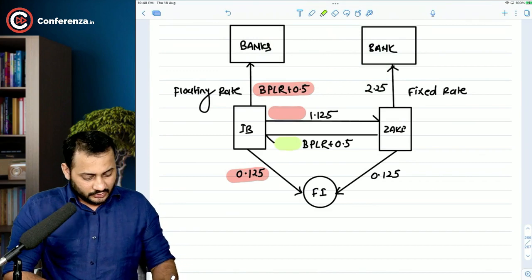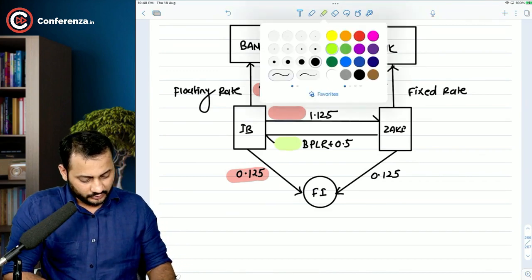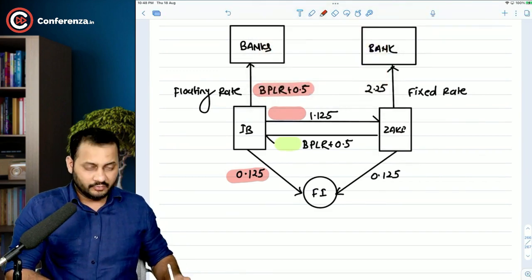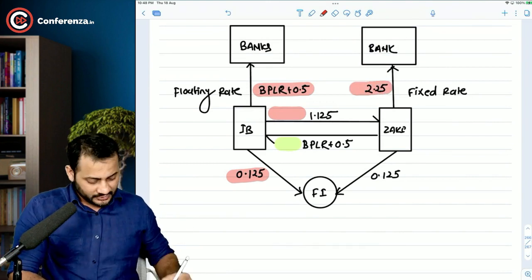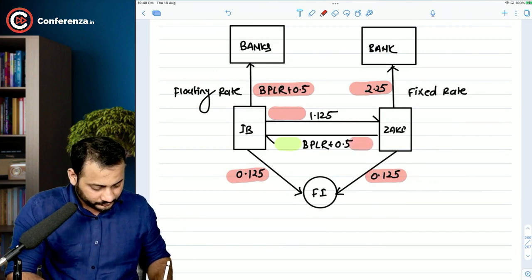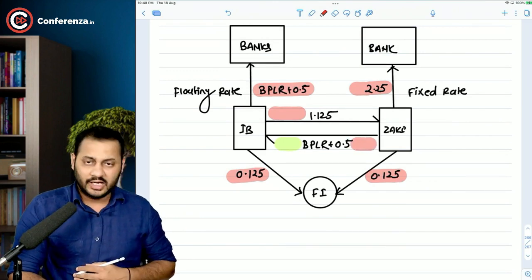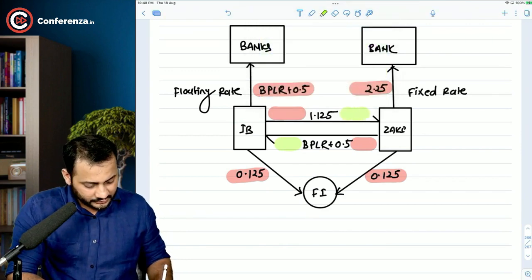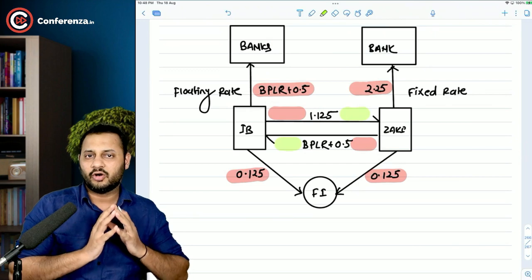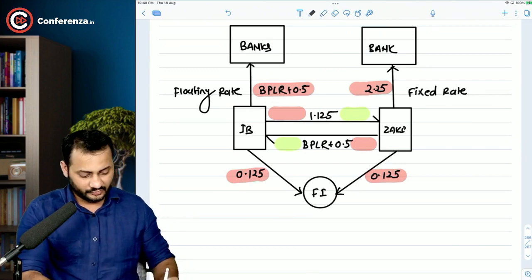Now, going back to the red part, consider from Zaki's angle. Zaki paid this much to the bank, Zaki paid this much to the dealer, and Zaki paid this one to IB. And when it comes to receipt, Zaki received this much. Just do the total of all the outflows and inflows. Have a look.